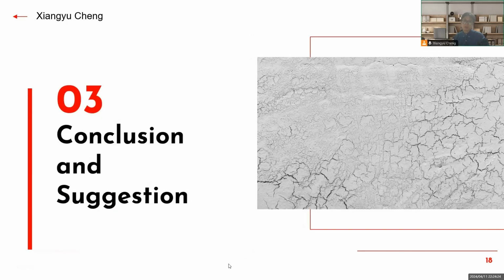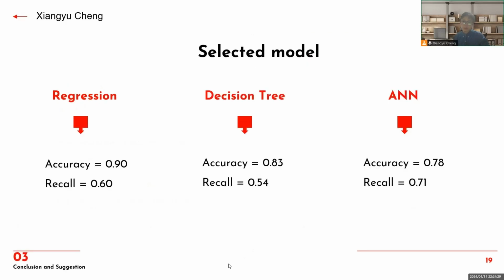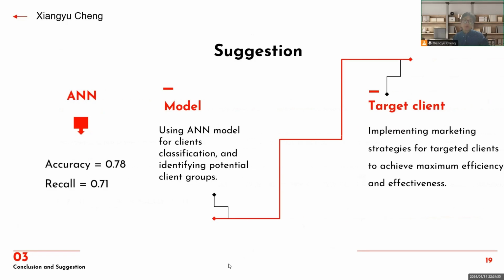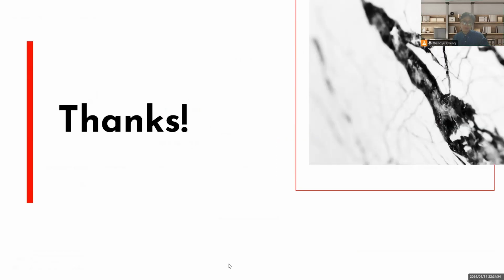This part is the conclusion and suggestions. After all, we found the performance of the artificial neural network is the best. That's because we want a higher recall. So we decided to use the ANN model for our client classification. And we highly suggest that after our client classification, we should implement some strategy for these targeted potential clients to improve our services for them. That's all. Thank you.